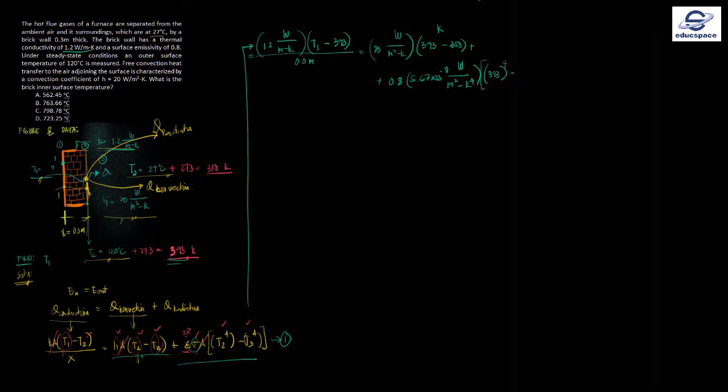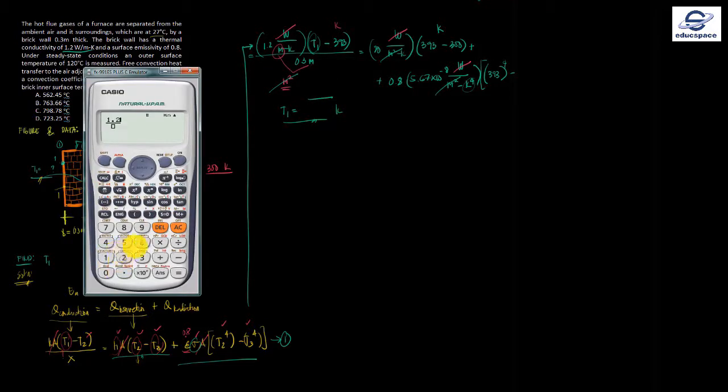So, unit analysis. Here we have Kelvin, so watts will cancel out. Meter multiplied by meter is meter squared in the denominator, so that will also cancel out. So we have only Kelvin as the unit of temperature. So T1 will be in terms of Kelvin.